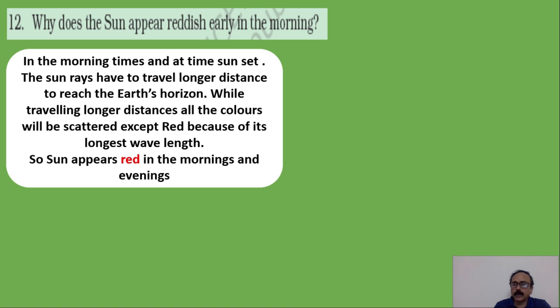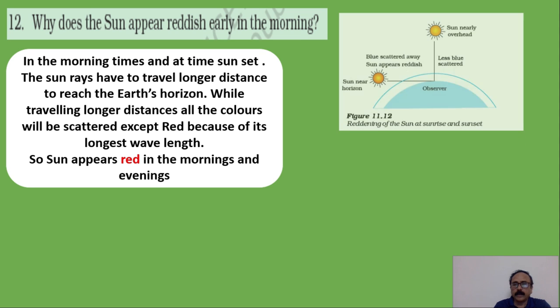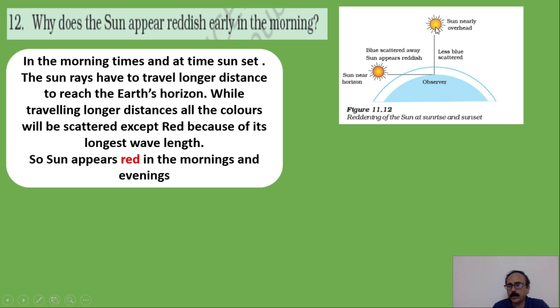Scattering power is inversely proportional to lambda. The more the lambda, the less the scattering. So for the red color, the scattering is very less. It only reaches from the sun to the eye of the observer, but all other colors will be scattered in between in the atmosphere. So that's the reason why we see the sun in a reddish color at the time of sunset or sunrise. At noon, these rays travel shorter distances, therefore the colors will be less scattered, whereas if it is far off, then the sun rays have to travel longer distances and more scattering takes place.